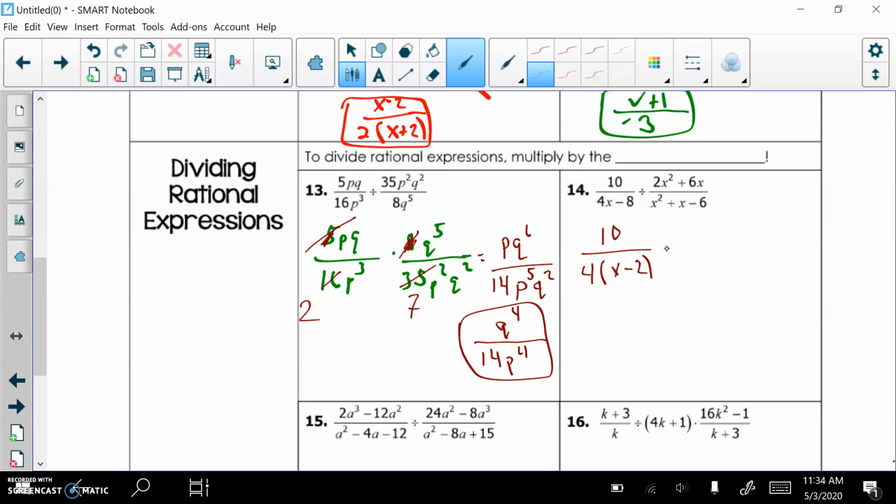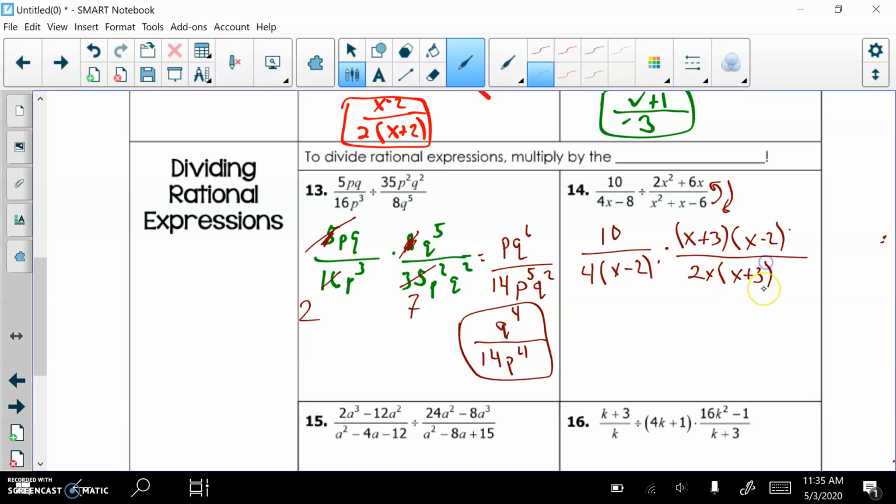Times flip and factor kind of all at the same time. So these two flip. X squared plus x minus 6 is the new numerator, and I'm going to factor it x plus 3, x minus 2. Like I said, a lot of these are predictable because now I have my x minus 2's diagonal from each other that will cancel. The numerator, I can take out a 2 and x, leaving me with x plus 3.